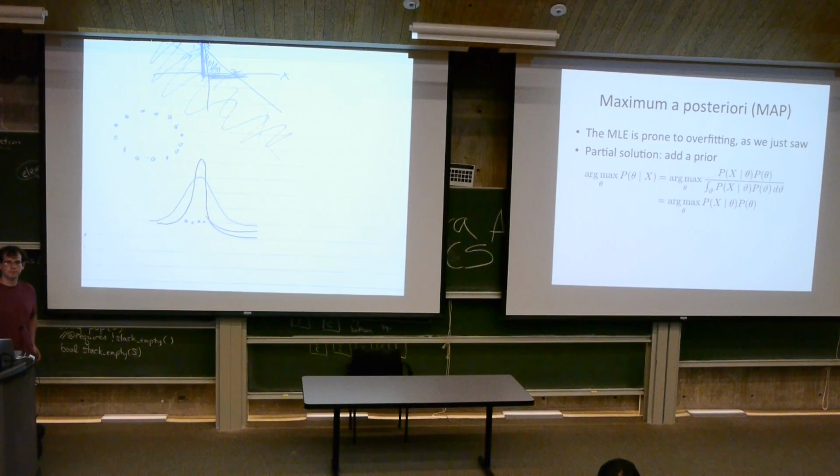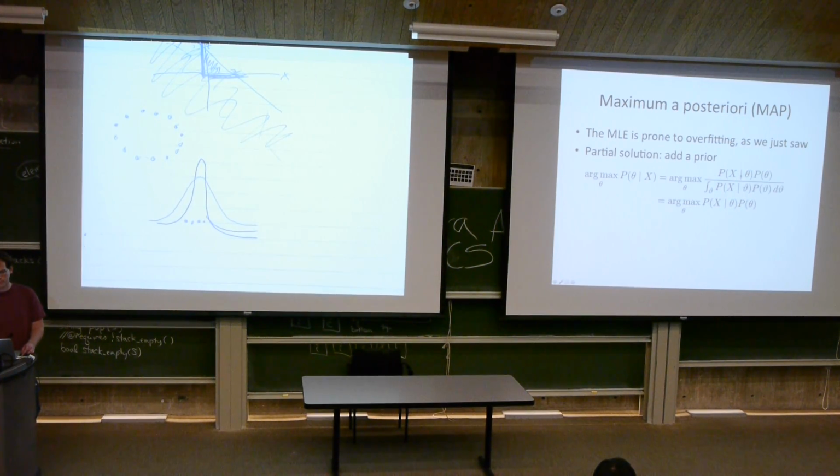Does that make sense? So this is called the posterior distribution. It's the distribution of our beliefs about the model parameters given that we've seen the data. So it's based on both our prior belief about the model and the actual data we observed.